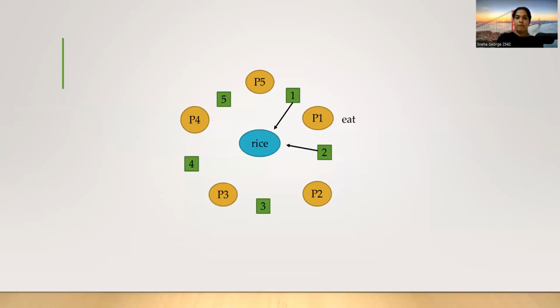At the same time, if P2 wants to have the rice, it has to have the chopsticks 2 and 3. But it cannot have the rice when P1 is having the rice. Why? Because P1 has taken the chopstick 2. So it will not be able to have the rice. In such a case, P3 will be able to eat because it can take the 2 chopsticks 3 and 4. So at a time, only 2 philosophers will be able to have the rice because other philosophers will not have sufficient resources to have the rice.